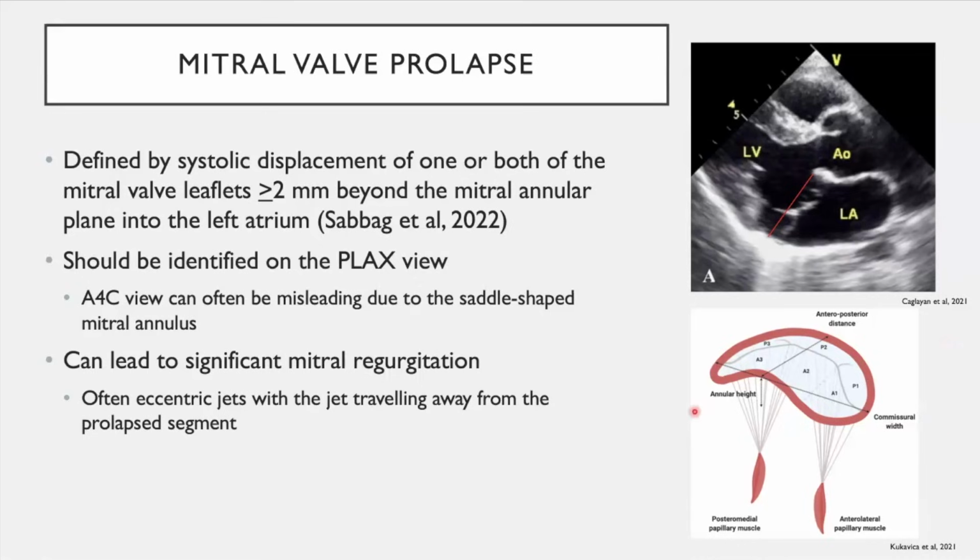And why we care about mitral valve prolapse is that it can lead to significant mitral regurgitation, with the classic appearance being an eccentric jet, with the general rule of thumb being that the jet travels away from the prolapse segment.